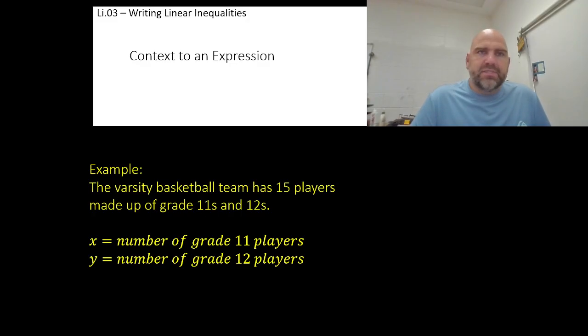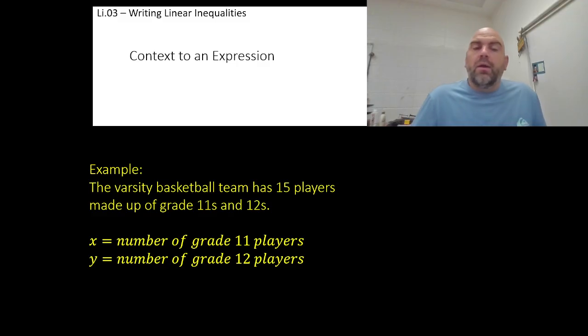Now, very specifically, we have to define our variables and they have to be explained clearly. So make sure that you're doing that when you are defining your variables. Make sure that you are specific with them, not just say 11 and 12, because 11 and 12 could mean anything. Grade 11, grade 12 could mean anything. Say it is the number of grade 11 players or something at least to that extent.